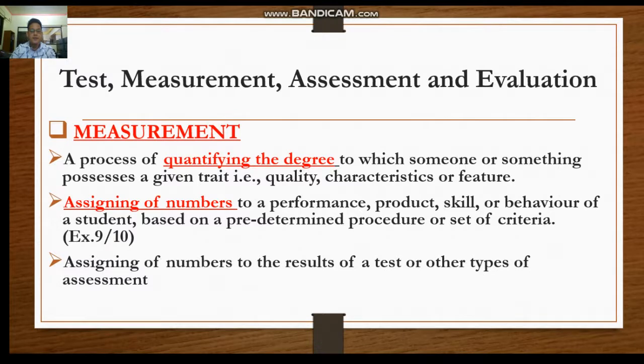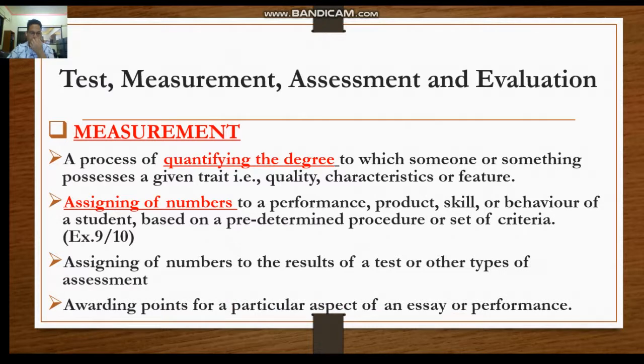Okay, it is also assigning of numbers to the results of a test or other types of assessment. Let's say for example, you took an exam and you got 50 correct answers out of 70 questions. So that is measurement. We gave numbers or scores to the performance of our students. That is measurement. It is also awarding of points for a particular aspect of an essay or performance. It's the same thing: assigning of points, giving points to the performance of the students.